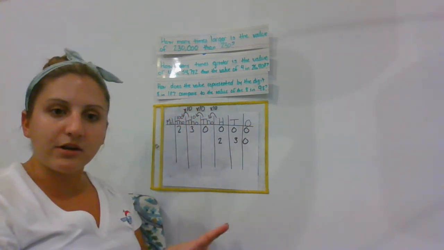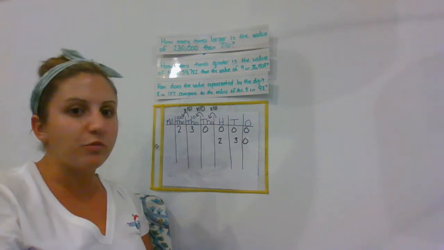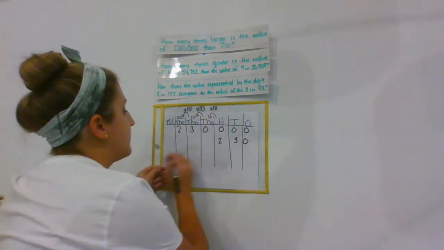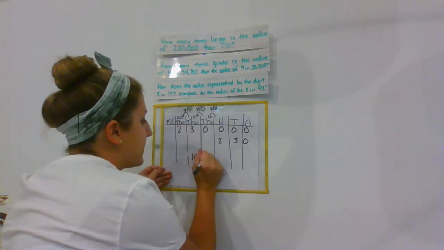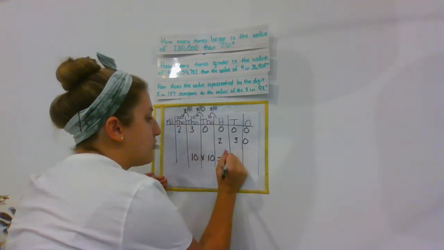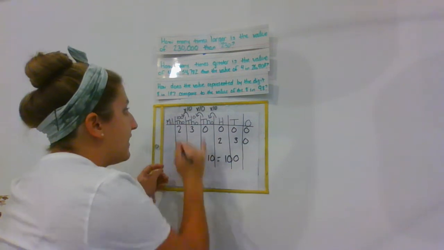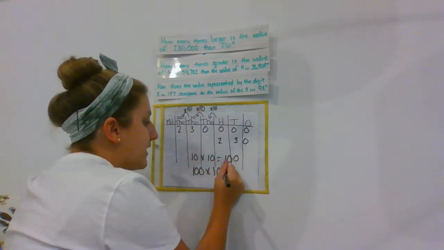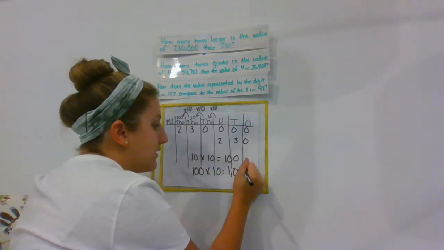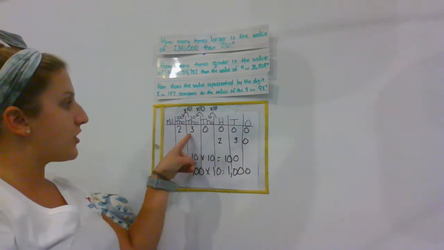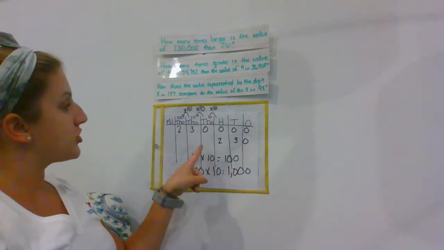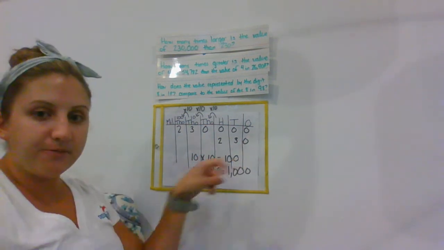But we have to remember, every time we're multiplying by 10, we're not adding those 10s. So it's not 30 times larger. We have to solve this. 10 times 10 equals 100. And then it still went up again. So 100 times 10 equals 1,000. So the value 230,000 is 1,000 times larger than the number 230.